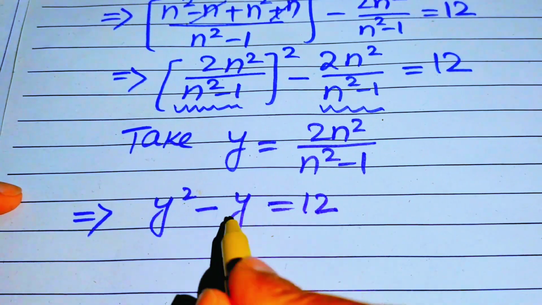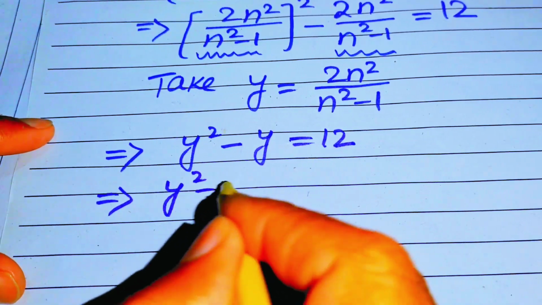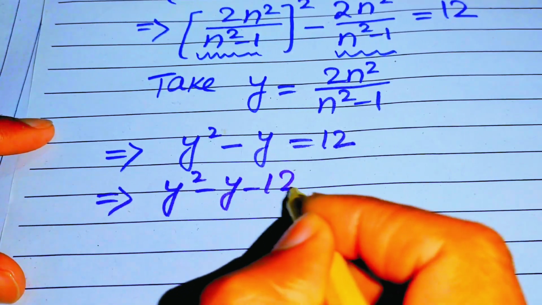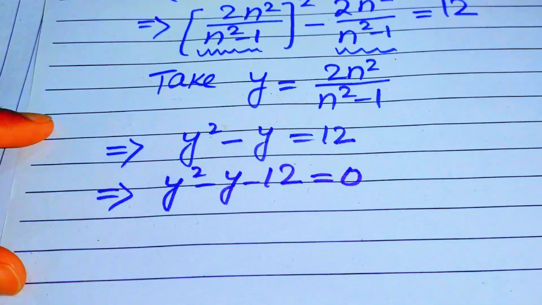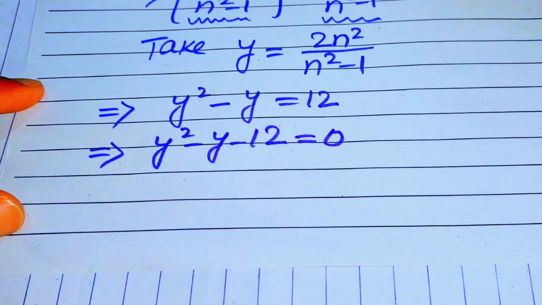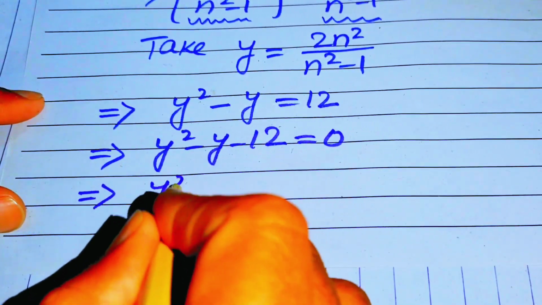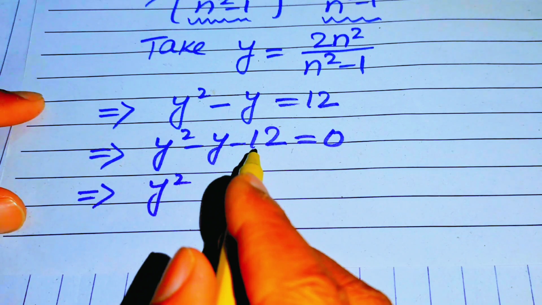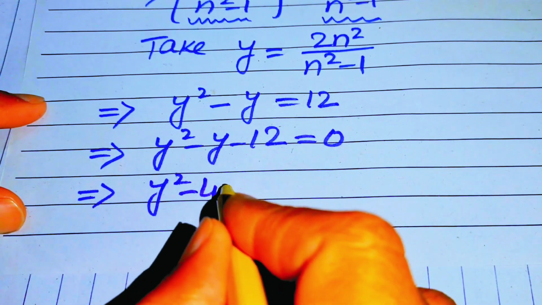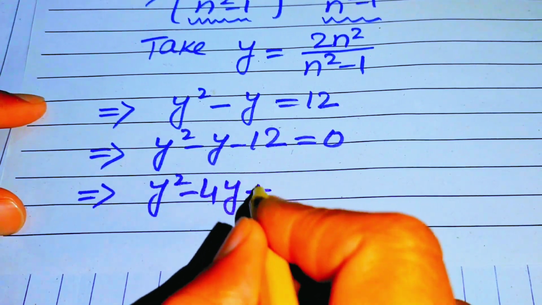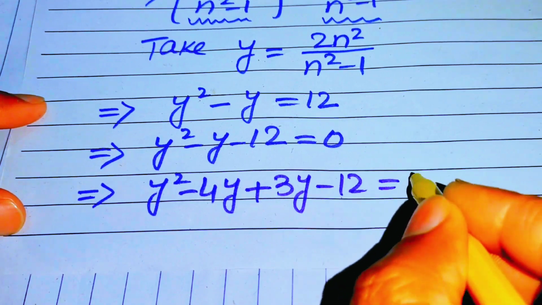So here we move this 12 to the left hand side, and we get the quadratic equation in standard form, y square minus y minus 12 equals 0. And now we can easily factorize this equation. Here we need two numbers whose product is minus 12 and whose sum is minus 1, and these numbers are minus 4 and plus 3, so we get y square minus 4y plus 3y minus 12 equals 0.